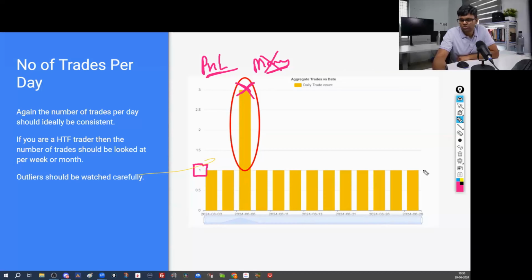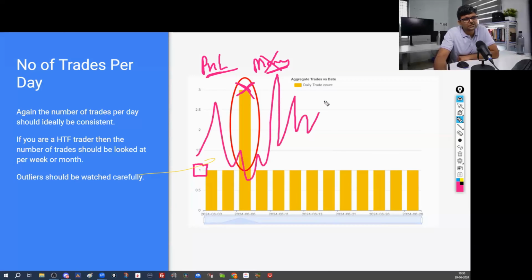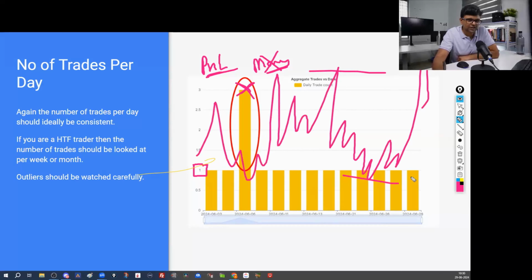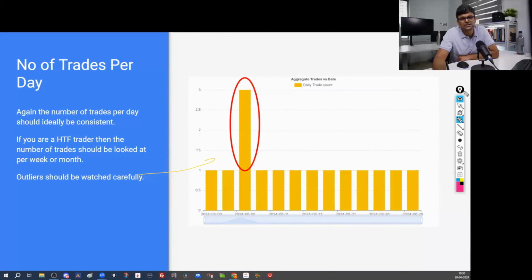Just go back to your broking terminal and see how many trades you are taking per day. If it is very, very erratic, like someday you are trading too much, someday you are trading too little, it is not good for your trading. It has to be consistent.